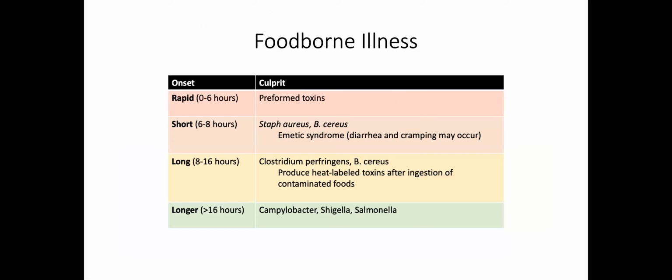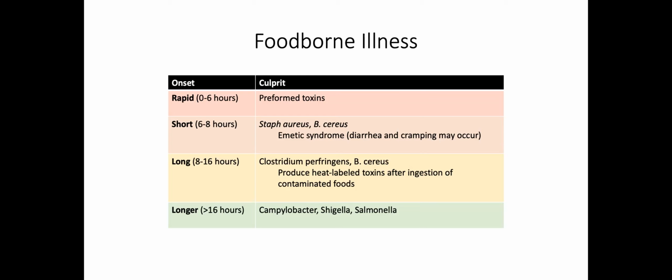So foodborne illnesses. We're breaking this down by time of onset. A rapid short course, 0 to 6 hours, are those preformed toxins. Short are 6 to 8 hours. That would be our Staph aureus or our B. cereus. So remember, B. cereus would be that pre-cooked rice that they left out on the counter all day and they didn't refrigerate it. So make sure you refrigerate your steamed cooked rice or fried rice.